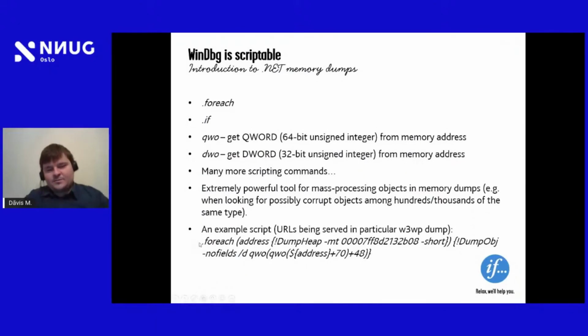If you need it, it will just take some time, and then you should be able to find some instructions online on how to do that. For example, this particular script takes an object, references it by method table because that uniquely identifies a type, and then dumps all the sub-objects, referencing the field inside the field. So in this case, it just printed out URLs that were processed by a particular w3wp process dump.